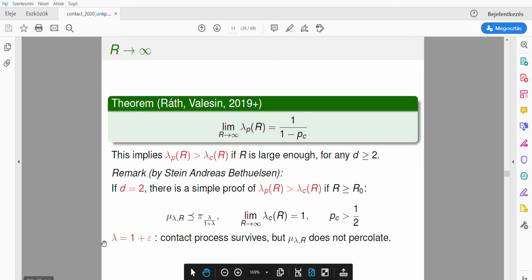Because here's the deal. If I choose lambda to be 1 plus epsilon, where 1 plus epsilon is so small that lambda over 1 plus lambda is less than p_c. So remember, if lambda is 1 plus epsilon, then this lambda divided by 1 plus lambda is going to be a number which is strictly bigger than 1/2, but you can make it as close to 1/2 as you wish. So by making epsilon small, you can make this value lambda divided by 1 plus lambda smaller than p_c.